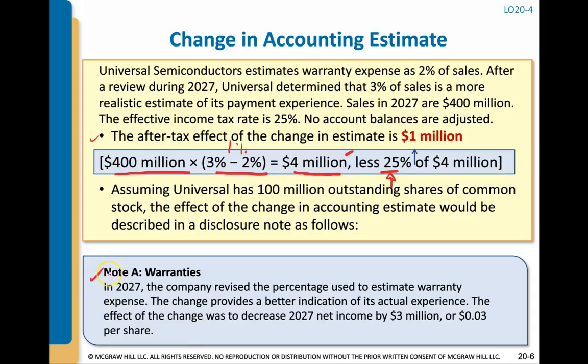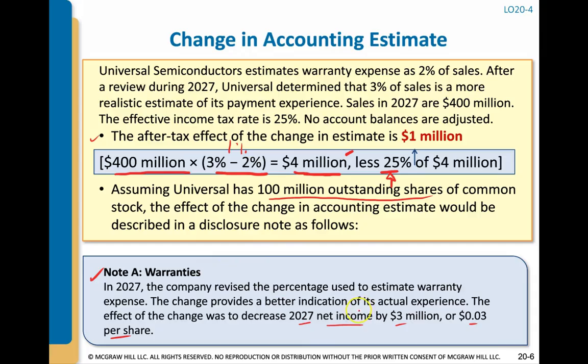So if this was considered material for this company, there would need to be a disclosure, something to the effect of: in 2027, the company revised the percentage used to estimate warranty expense. The change provides a better indication of its actual experience. The effect of the change was to decrease 2027 net income by $3 million or 3 cents per share, assuming that they had 100 million outstanding shares of common stock.